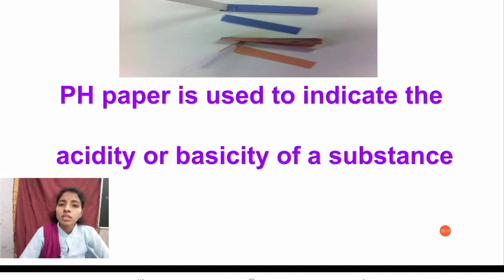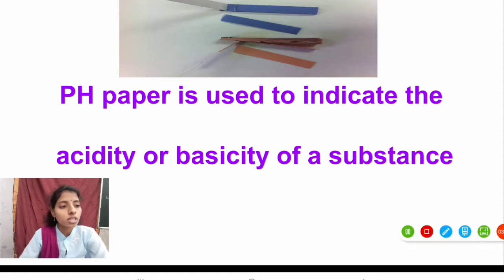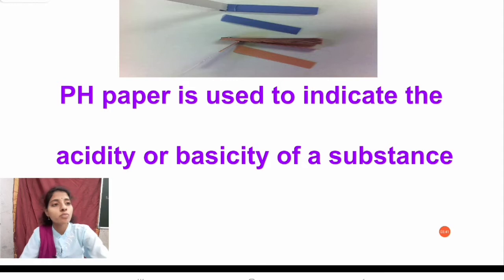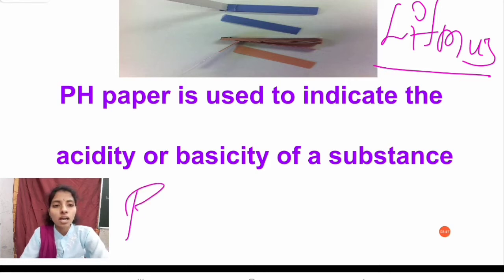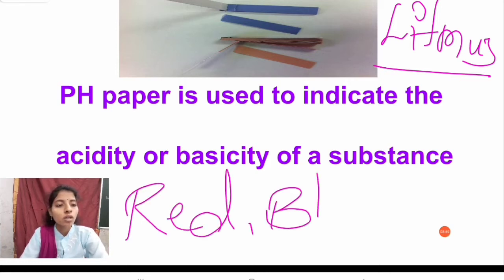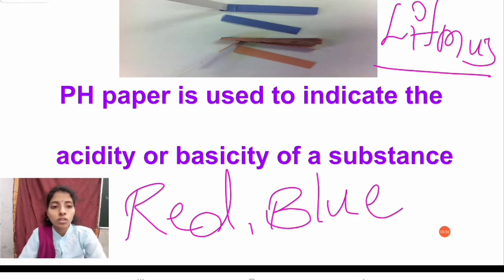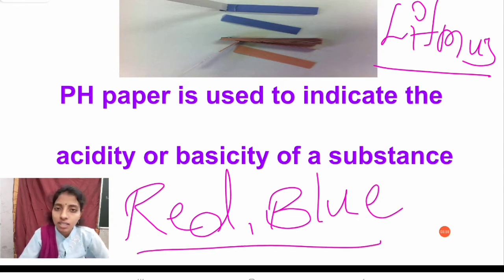So, here by using pH paper we are going to identify the acidic nature or basic nature of the solution. So, pH paper is used to indicate the acidity or basicity of a substance. Generally, we will use two types of papers. We can call these papers the litmus papers, right. One is a red litmus paper and one is a blue. We will use these two papers to indicate acidity or basicity of the substance.